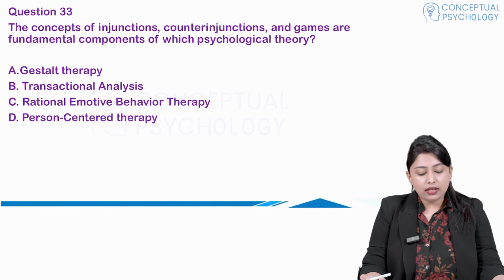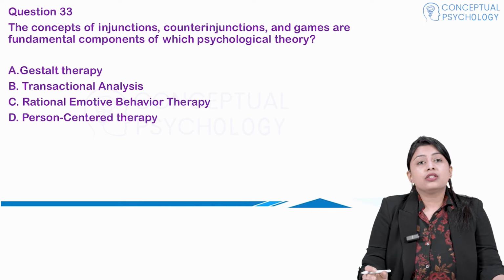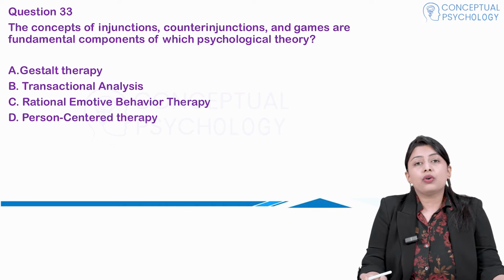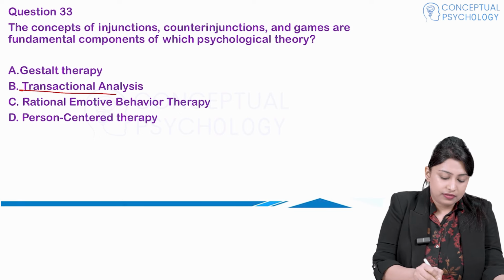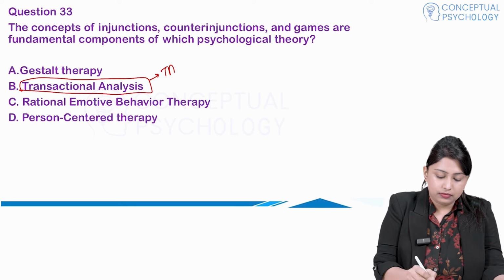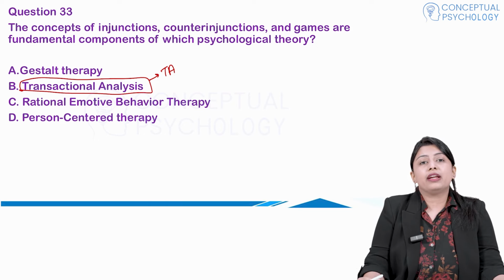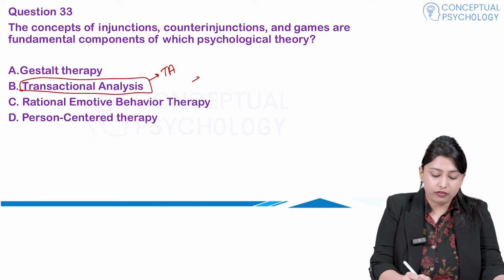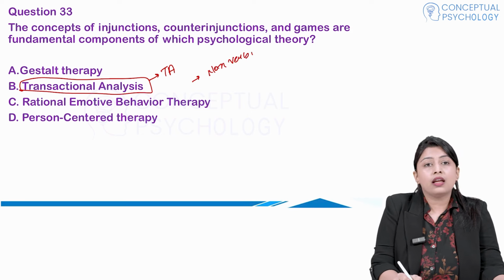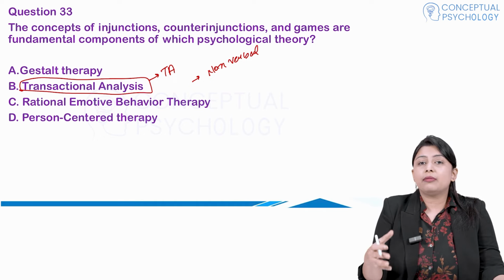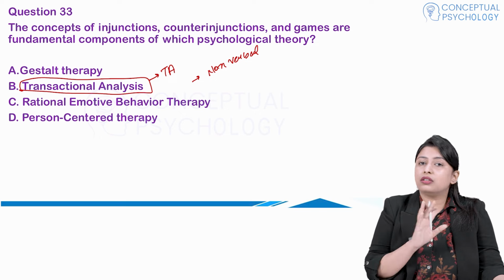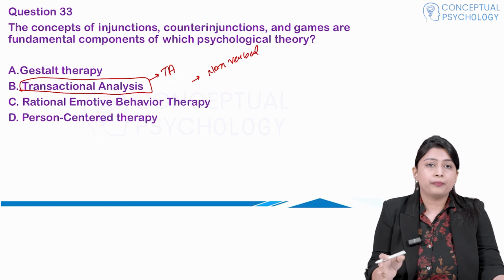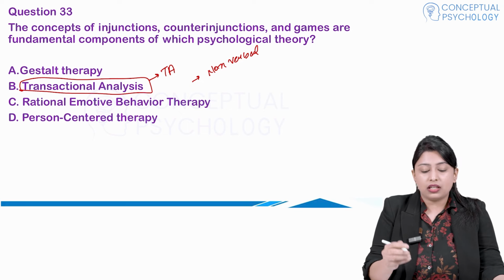So, moving on, the concepts of injunctions, counter injunctions, and games are fundamental components of which psychological theory? So, injunctions, counter injunctions, and games are the core concepts in transactional analysis. So, it is developed by Eric Berne. So, injunctions are the early negative messages, which are usually the non-verbal type of messages. Then they are given to children that limit their natural development, such as don't exist, don't be you, don't succeed. Counter injunctions are the shoulds and oughts.